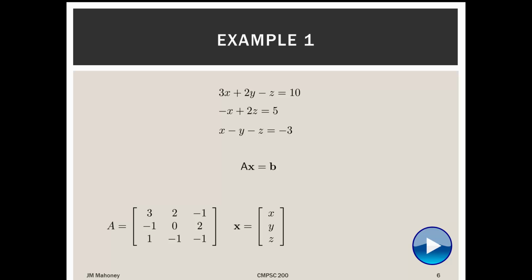Looking at the first row of A, in my first equation I have a coefficient of 3 in front of x, a coefficient of 2 in front of y, and a coefficient of -1 in front of z. Hence the first row of A is 3, 2, -1. The second row of A is the second equation written above. I have a -1 in front of x. I don't have a y term in the second equation, so I put a 0 in its place, and I have a 2 as the coefficient in front of z. In the third row, I have 1, -1, -1, again the coefficients in front of x, y, and z respectively.